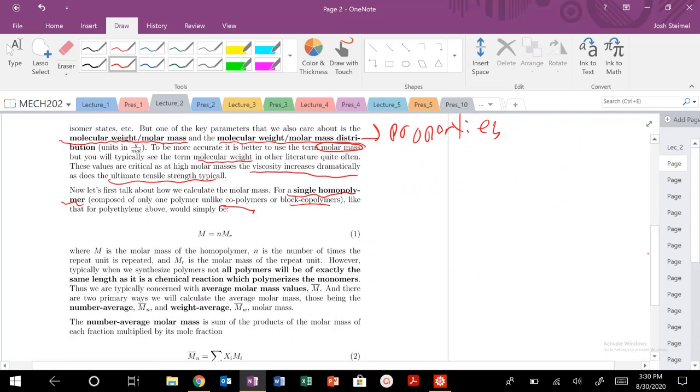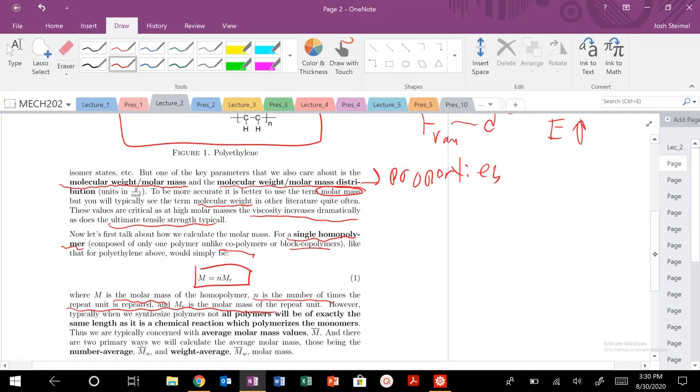So if we want to calculate the molar mass, or the molecular weight, of our polymer, it's defined simply. Our molar mass is just the number of times our monomer unit or repeat unit is repeated, n, times the molar mass of the repeat unit. So if we look at polyethylene right here, for example, I'll just redraw it. I always draw this one.